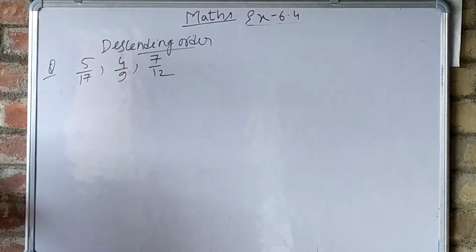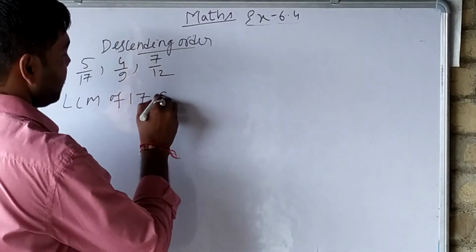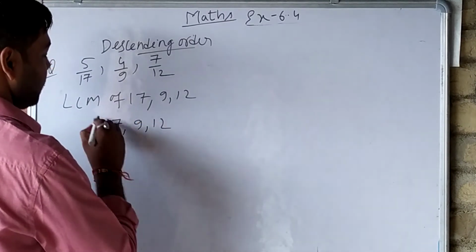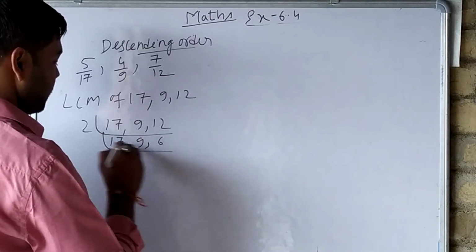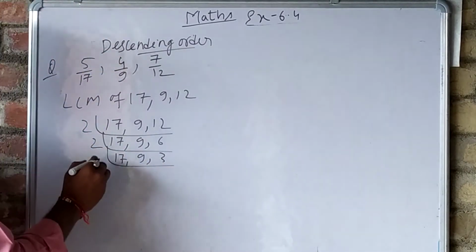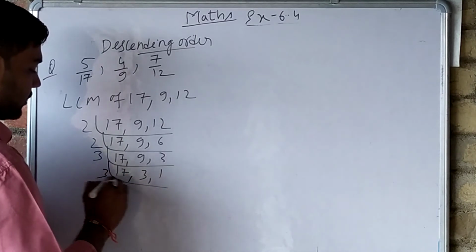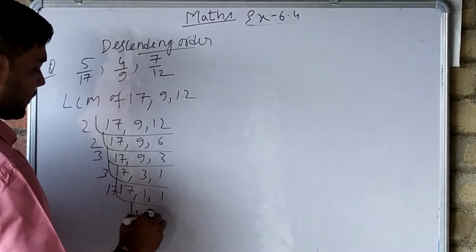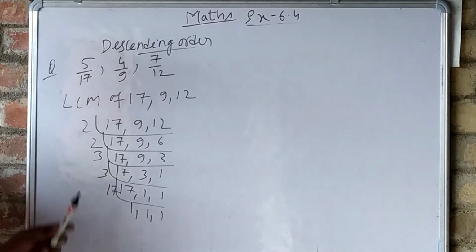We have to take the LCM of 17, 9 and 12. We will divide it by 2: 17, 9, 12 becomes 17, 9, 6. Again with 2: 17, 9, 3. Now with 3: 17, 3, 1, and again 3: 17, 1, 1. Now with 17. So 2 2 is 4, 4 3 is 12, 12 3 is 36, 36 into 17 we will do.